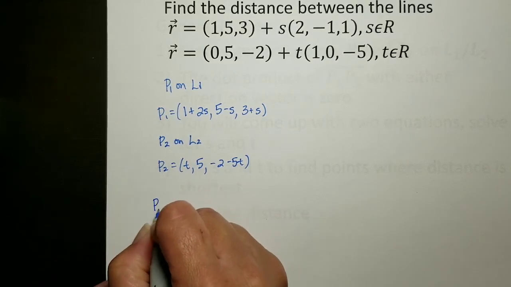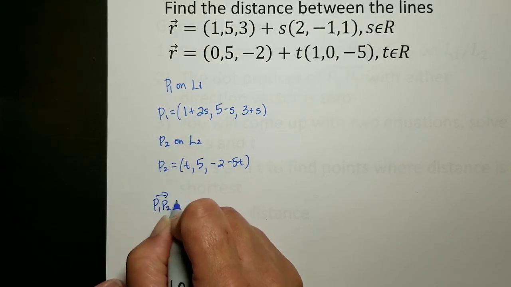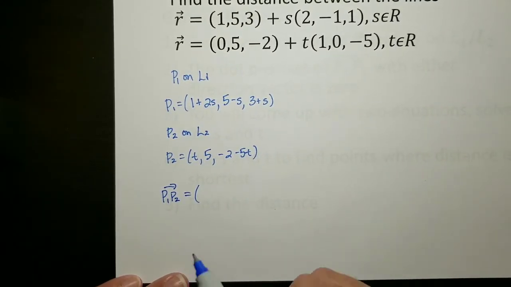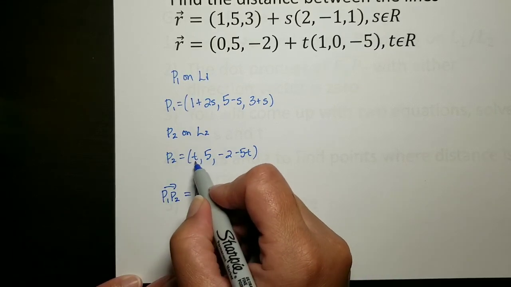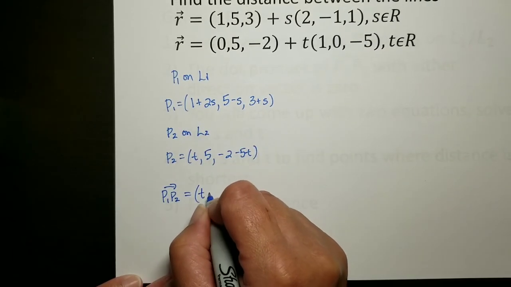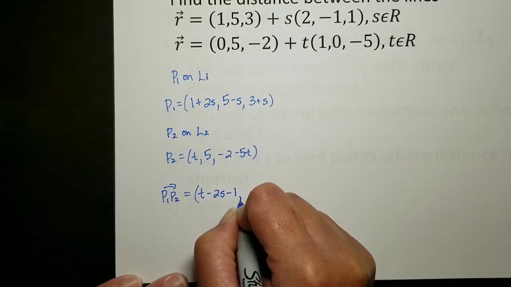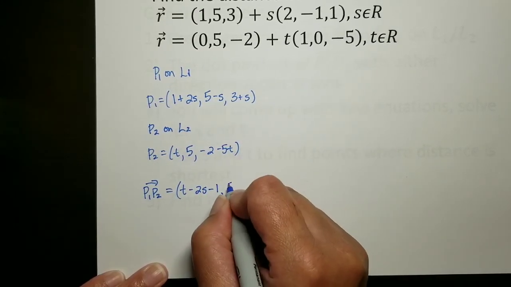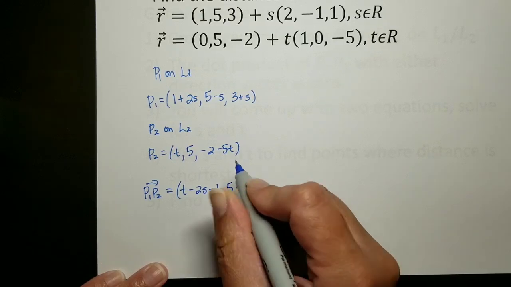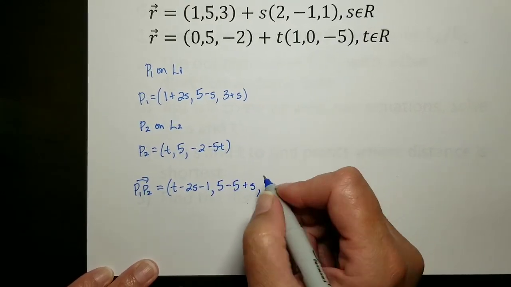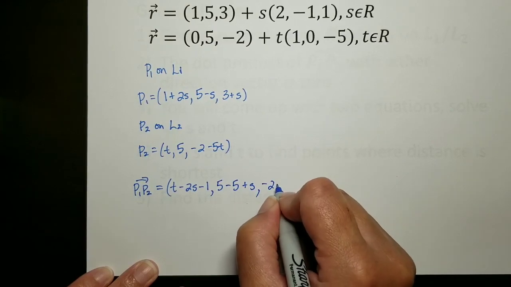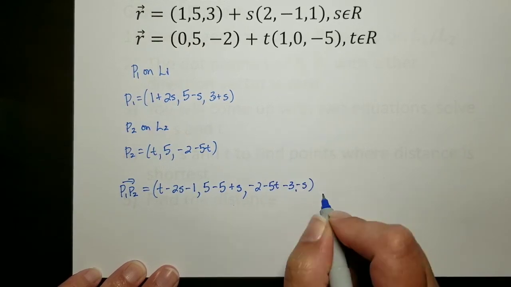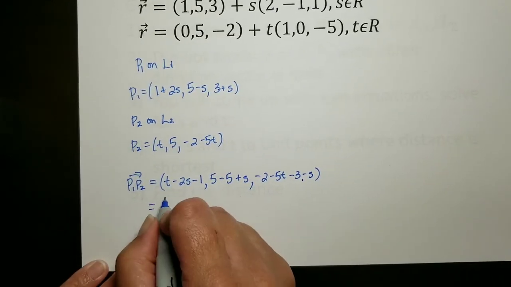So I'm going to find vector P1, P2. And this you need to be pretty careful with, like not mixing up negatives, being really careful with your calculation. So I'm doing the end minus the start. So I have t minus 2s minus 1. And then I have 5 minus 5 plus s because it's minus negative s. And then I have negative 2 minus 5t minus 3 minus s.